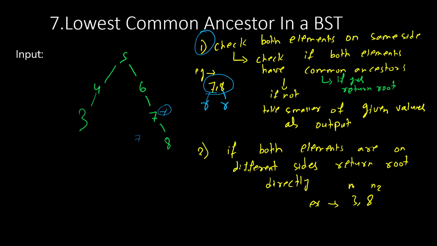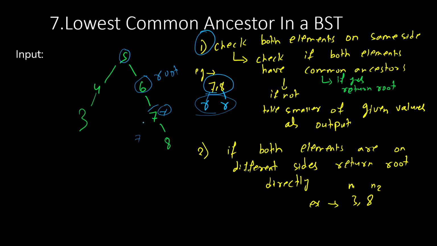So how can we be sure? We're going to iterate through the elements one by one on the side where both of these elements are present. These elements are present on the right side. So we will say root equals root.right, so the new root will be this one. And we will keep on comparing the given elements. Is 7 smaller than 6? No. Is 8 smaller than 6? No. That means both elements are still on the right side.